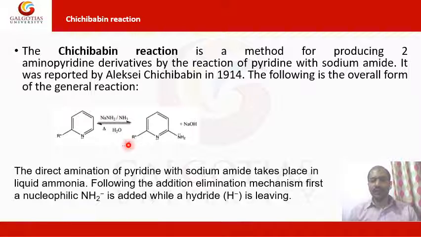So it follows the addition-elimination mechanism. First, a nucleophile: NaNH2 will dissociate into Na positive and NH2 negative. This NH2 group will act as a nucleophile and add to the ring, while a hydrogen leaves in the form of hydride, H negative, from that particular position. Then this amino group is attached at the second position with respect to the nitrogen. So the 2-aminopyridine substituted derivative has been formed.